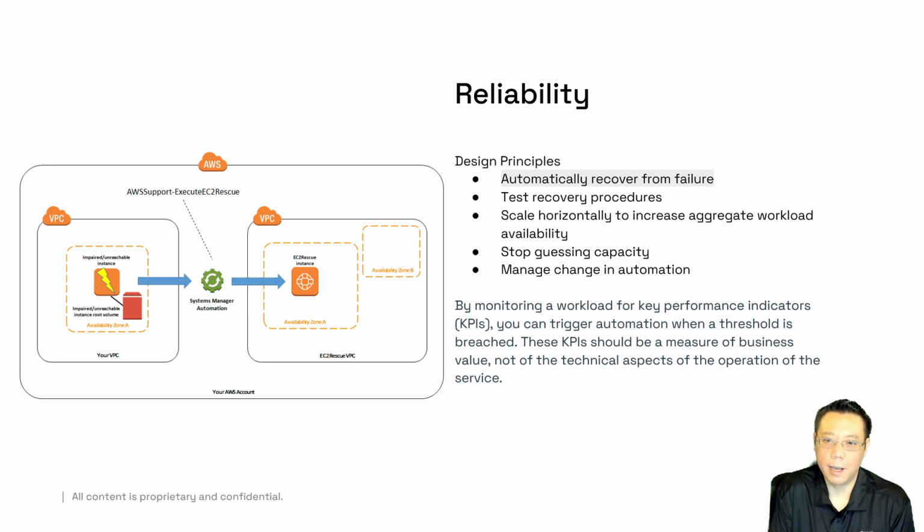Now, our next pillar is reliability. Design principles include automatically recovering from failures. At any point, especially with infrastructure as a service, a virtual machine can fail for any reason, and it could be related to a number of things. It could be AWS's fault. It could be your fault. It could be a bad Windows update. One such example is the AWS Support Execute EC2 Rescue documentation and automation, which is based on AWS Systems Manager, and will automatically try to recover a machine that is not bootable by utilizing automation and recovery scripts.